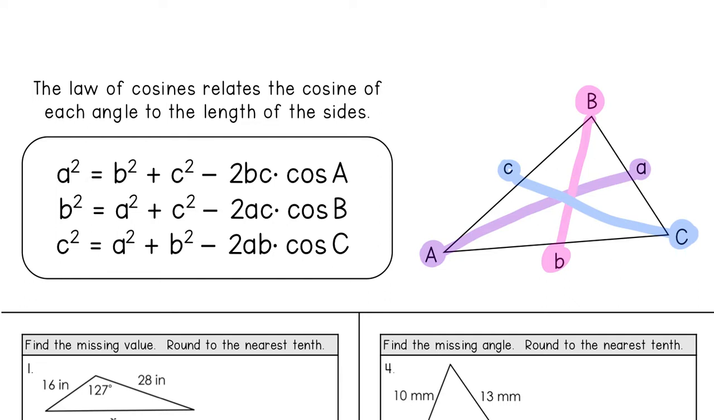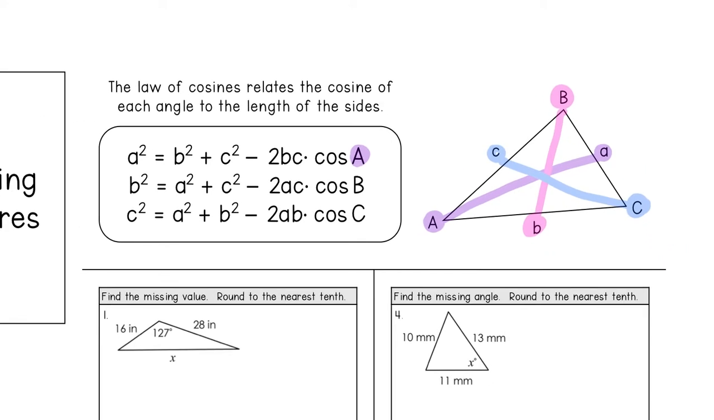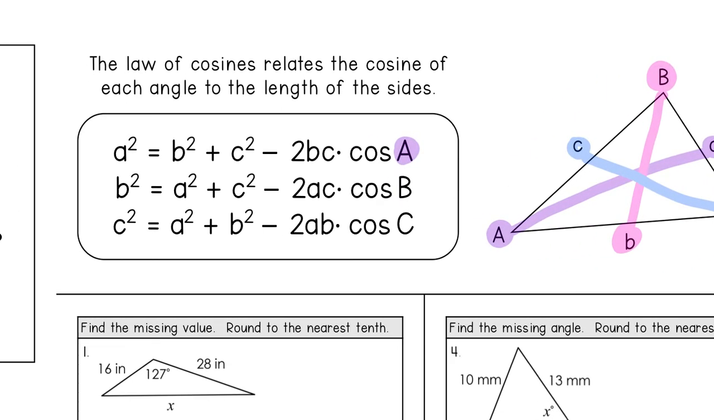So there are three different formulas that go with this law. Now you won't have to use all three every single time. You're just going to use what is given to you. So for example, if you are given angle A, you're going to use the formula that has capital A. And notice that with these, if I'm doing cosine of capital A, the equation equals little a.